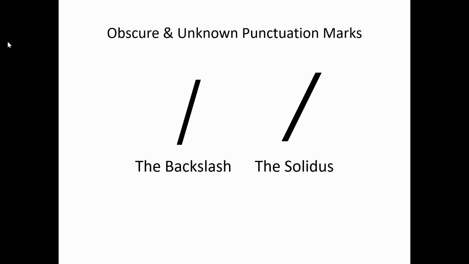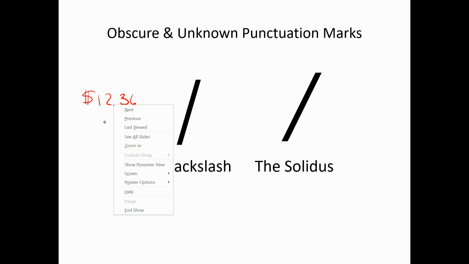So here's a little history on the Solidus. Let's see if I can get my pen to show up here. Good. So the Solidus basically was a way of letting us know about the way that we break down currency. So think about if I was going to write about currency, we all say it's $12.36. Well, this little decimal here separates our dollars from our cents.